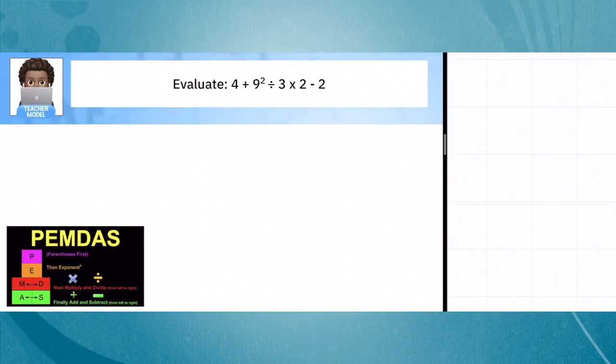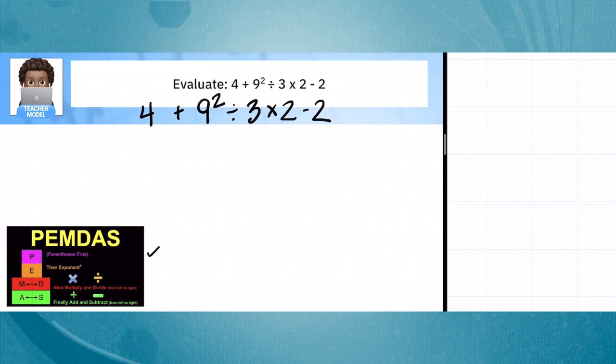I'm going to start by rewriting and giving ourselves a lot of space. And let's use our order of operations, starting with first looking for anything that's in parentheses and just scanning. I see nothing in parentheses. So we're going to skip to the next one, which is exponents. And we see one right here. I like to use my highlighter to identify what we're going to work on.